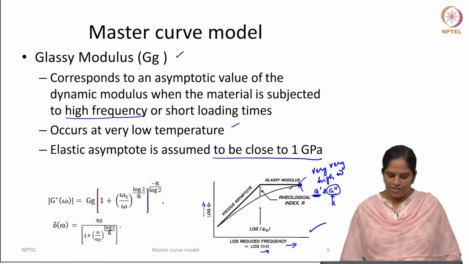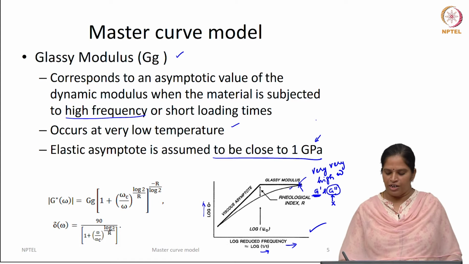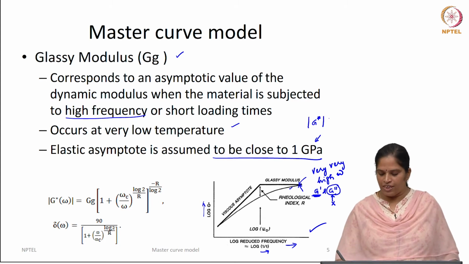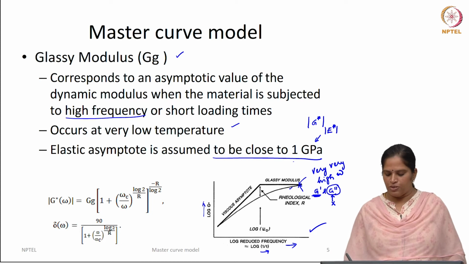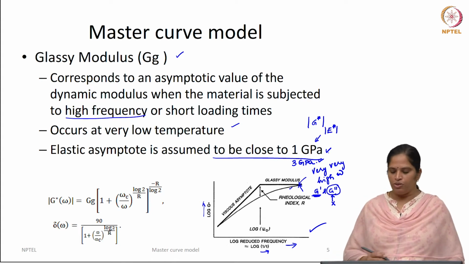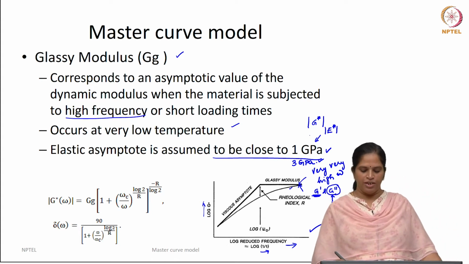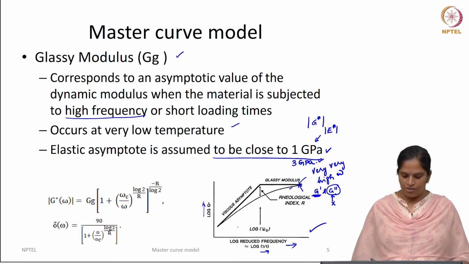For most binders, we get this value to be close to 1 gigapascal. This is in case you test it in an oscillatory mode and look at the dynamic modulus value. Suppose we test it in the time scale and look for the relaxation modulus, this elastic asymptote can be assumed as 3 gigapascal. So this is for all binders. The CA model assumed this value to be 1 gigapascal for the dynamic modulus case and 3 gigapascal for the relaxation modulus. So now we know what the Glassy modulus is.